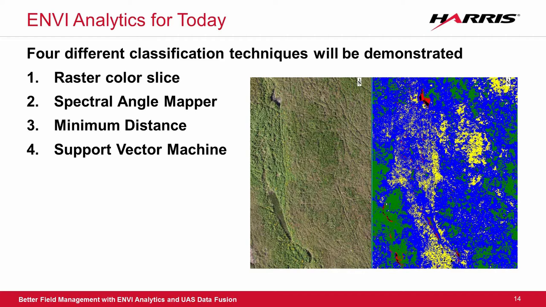So we're going to use just a simple raster color slice, which just chops up your image at different data values and gives you a classification. We're going to go through spectral angle mapper and minimum distance, and support vector machine, which is a little bit more complex. The middle two are pretty straightforward. They get kind of kooky to think about because of the dimensionality of the data. But the nice thing about all these tools is that they're easy to use. You don't have to be a remote sensing expert to be able to apply them, just be able to interpret the results and understand the settings.